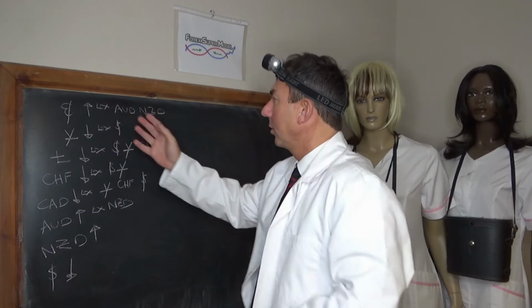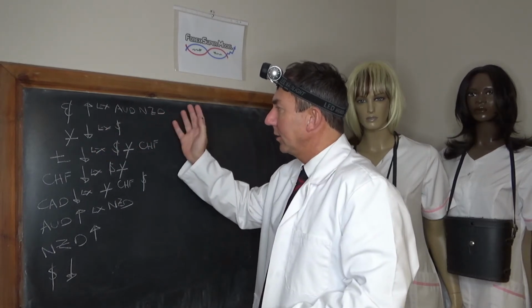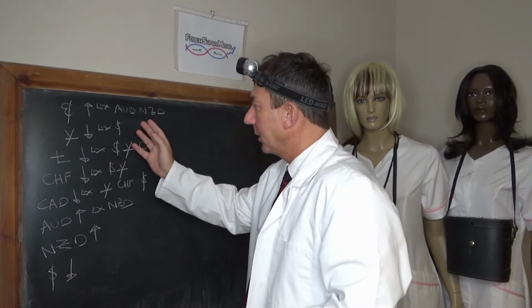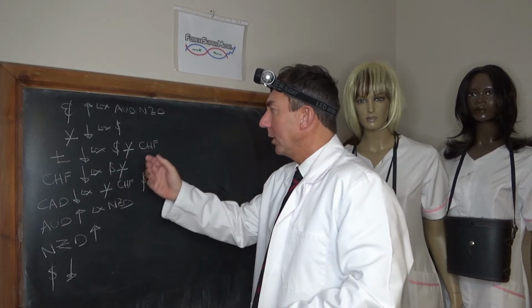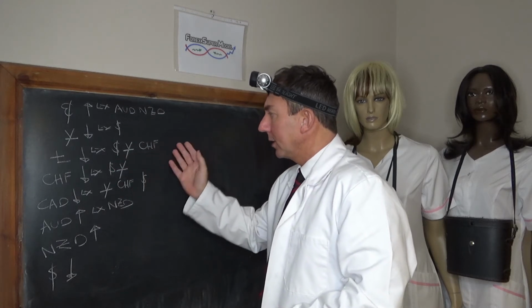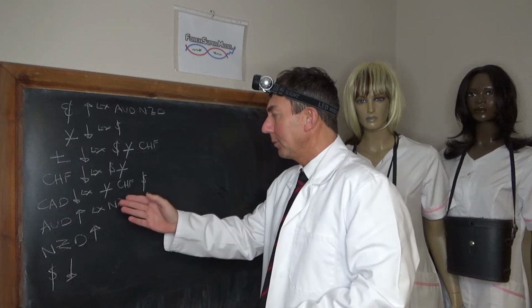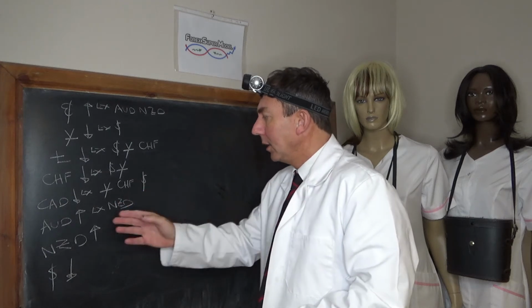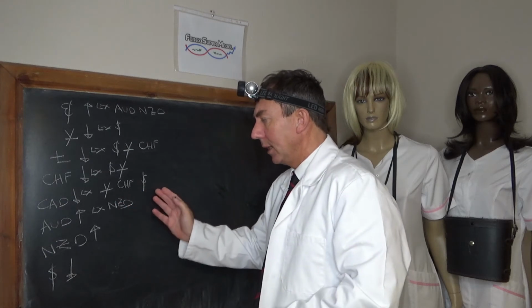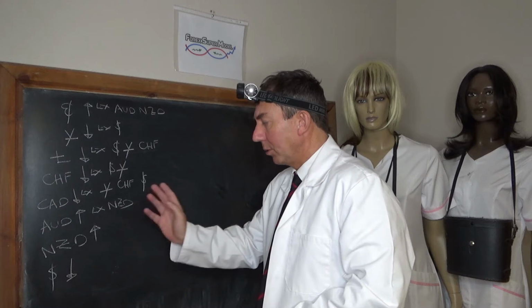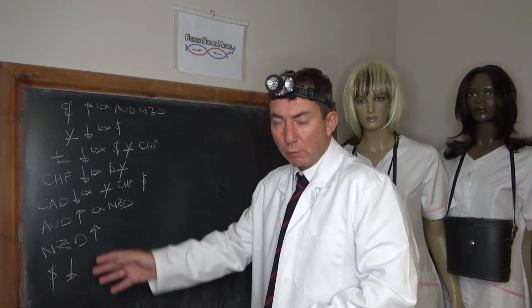So the euro is strong except against the AUD and the NZD, which are stronger. The yen is weak except against the dollar. The pound is weak except against the dollar, the yen and the Swiss. The Swiss is weak except against the dollar and the yen. The CAD is weak except against the yen, the Swiss and the dollar. The AUD is strong except against the NZD. And the NZD is strong across the board, and the dollar is weak across the board.